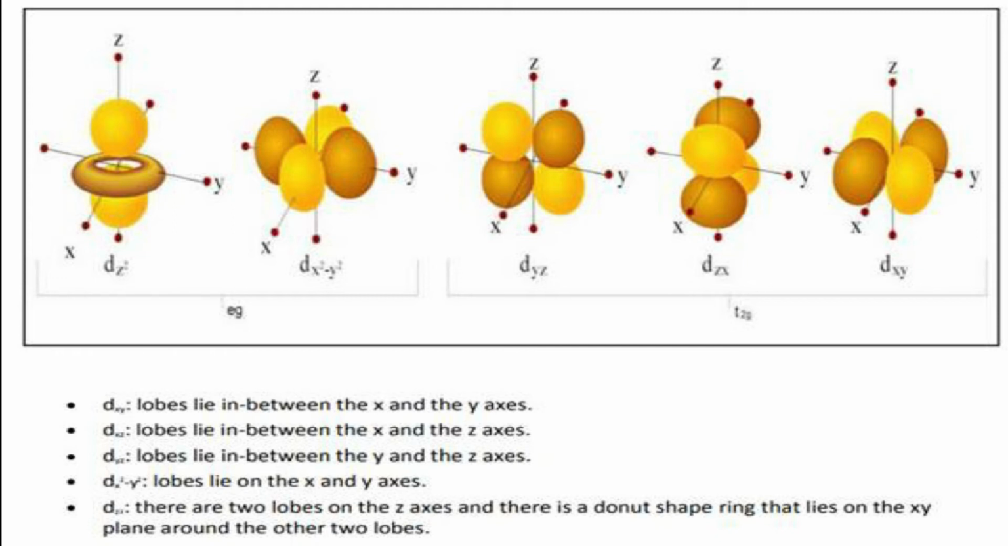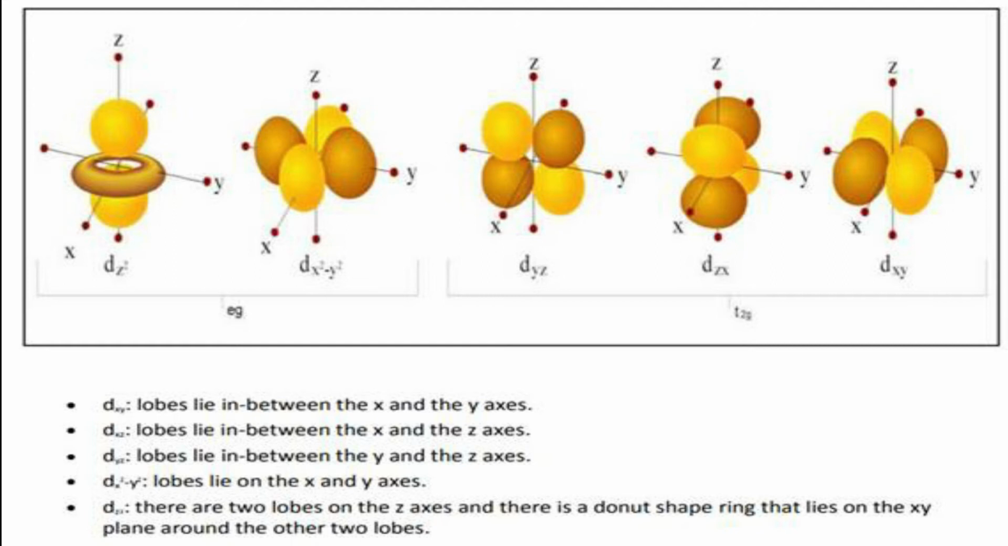The third orbital is dyz, where lobes are perfectly in between the y and z axes. The fourth one, the dxz orbital, where lobes are between the x and z axes. And the last one, the dxy orbital. Here also lobes are between x and y. Only from this representation you will understand all these three come in one category. Lobes are not along the axes.